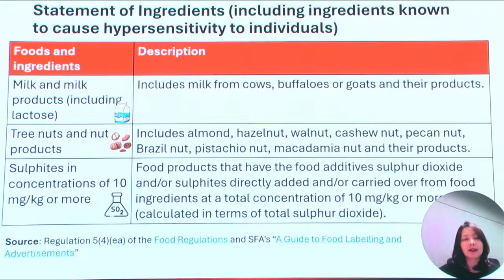And finally, if the product contains sulfites in concentration of 10 milligrams per kg or more, it must also be declared. For example, if a food is added with food additive sulfur dioxide or sulfites directly, or it contains carried over sulfite products from food ingredients at a total concentration of 10 milligrams per kg or more, then the manufacturers have to declare this on the food label.